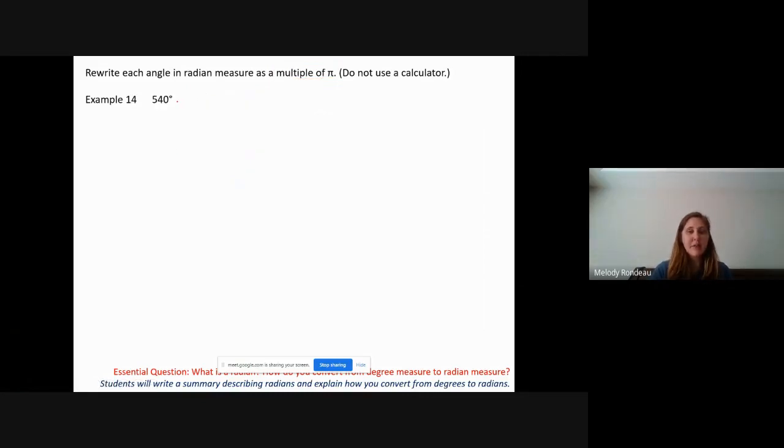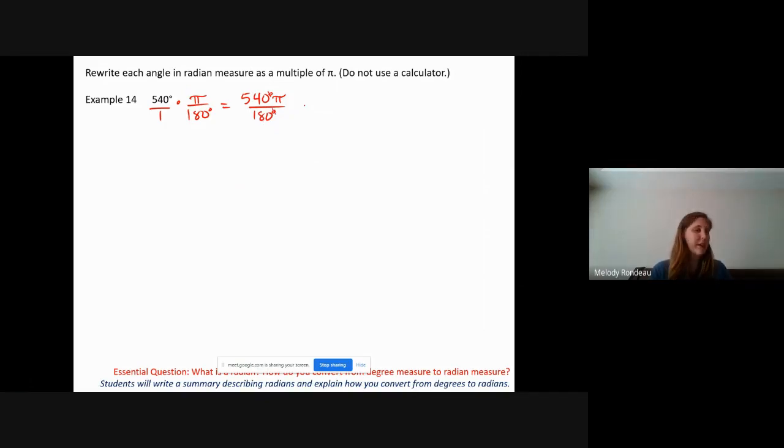So same basic idea. We're going to multiply by pi over 180. And again, I'm going to put 540 over 1. I can multiply straight across. If you're good with cross canceling, feel free to cross cancel. That's not a problem. And again, I want to point out those degrees are going to cancel out.